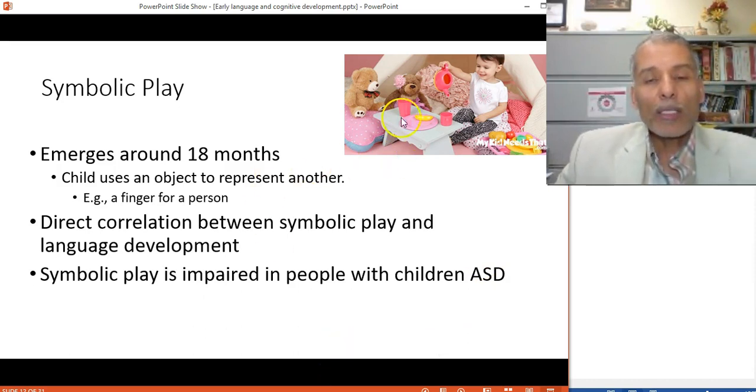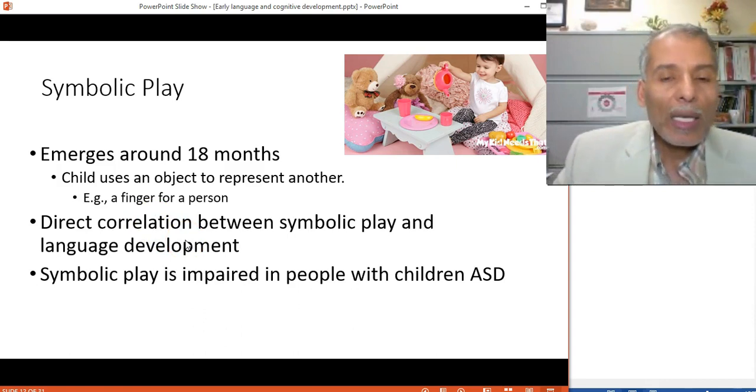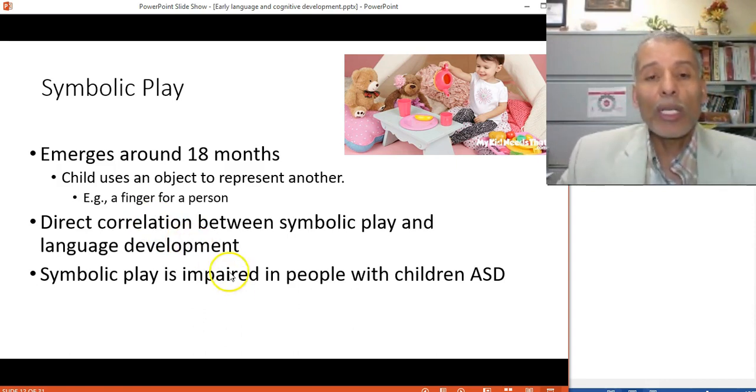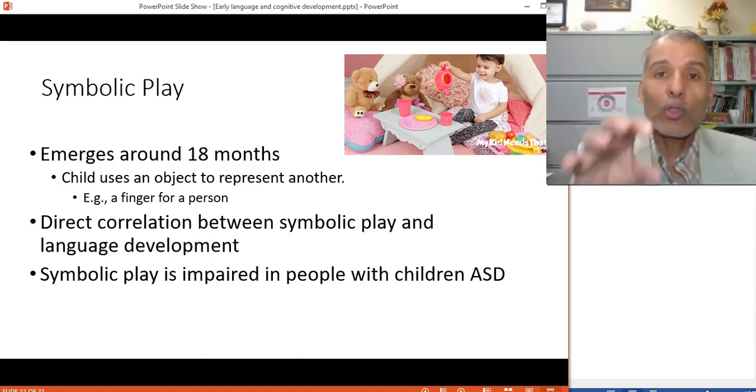So the child is able to use objects to represent something in a real situation or scenario, like pretending that she's in a kitchen having breakfast with her friends, or pretending that a finger stands for a person talking. There is a direct correlation between symbolic play and language development. There's a lot of language generally that goes into play.